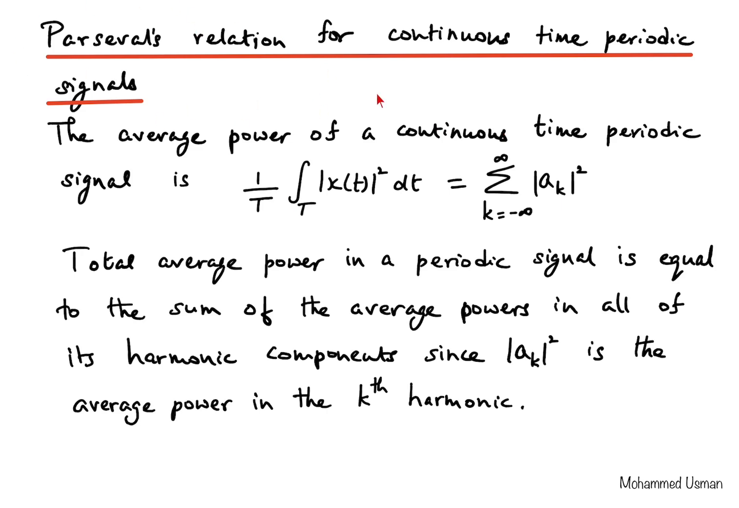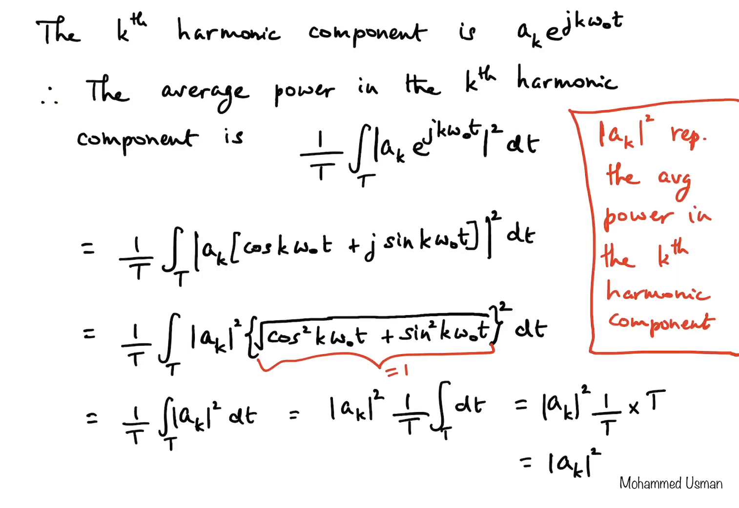This relationship is what we call Parseval's relationship for the Fourier series. Parseval's relationship gives us the relationship between the power of the signal and its Fourier series coefficients. So basically we can compute the power of the signal from its frequency domain representation as well. In this case, for periodic signals, we take the Fourier series coefficients and add up the power in each of the harmonic components. That gives us the total average power.